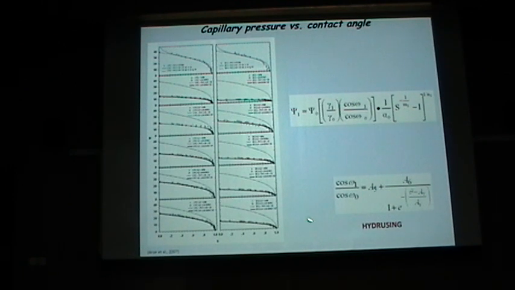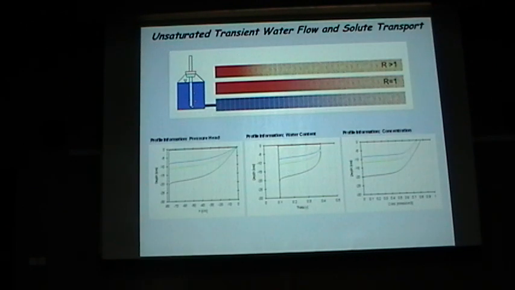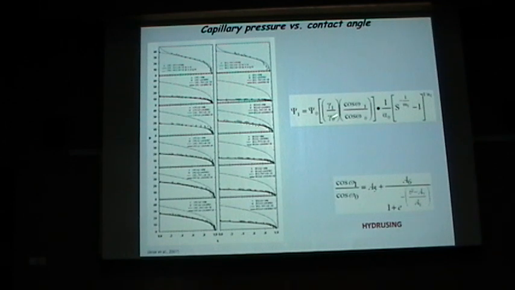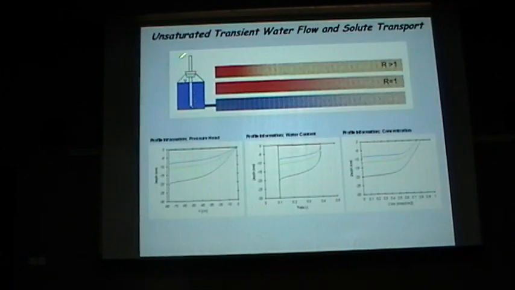In this context, we introduce another scaling. I'm not going to talk about it today, but it basically shows the relation between the contact angle and the water content. But today I'm going to talk mostly about surfactant. So we have this relation and it's working, but it's not enough, because during unsaturated water flow and solute transport, at a certain time we'll have capillary pressure distribution, we'll have water content distribution, but we also have some solute distribution.